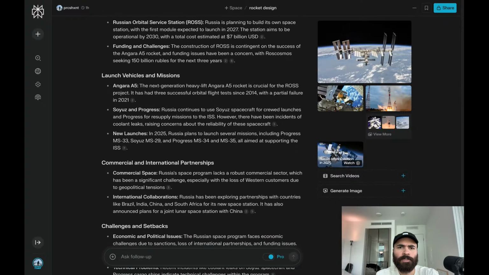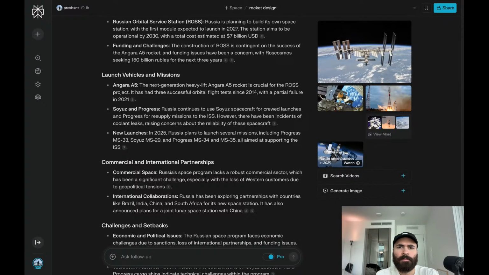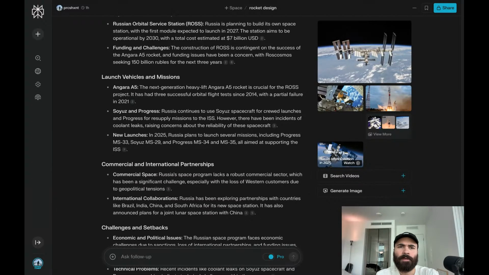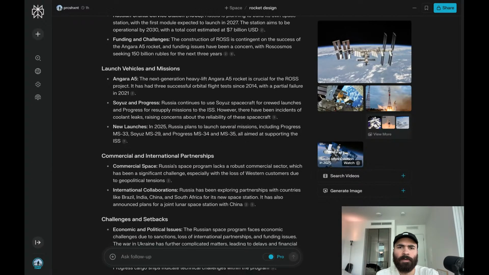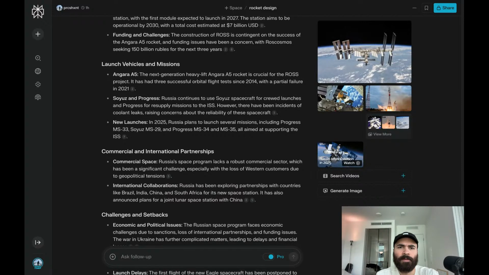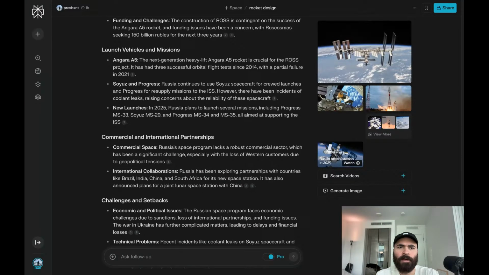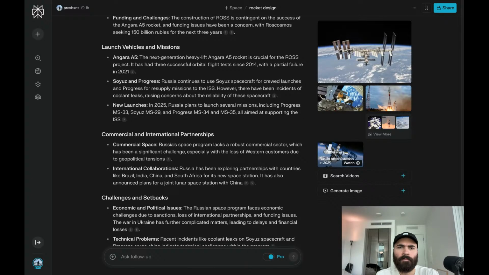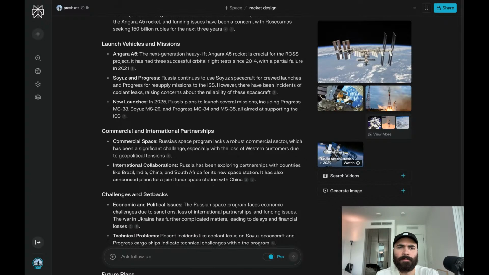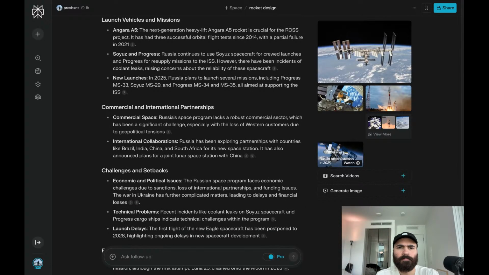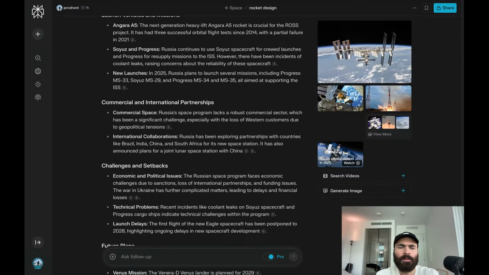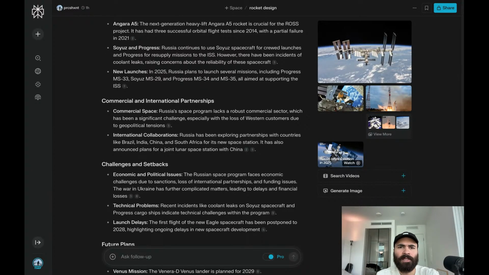Russian Orbital Service Station, ROS. Built its own space station with the first module expected to launch in 2027. Aims to be operational by 2030 with a total estimated cost of 7 billion. Construction is contingent on the success of the Angara A5 rocket, and funding issues have been a concern. 150 billion rubles for the next 3 years. The next generation heavy lift Angara is crucial for the ROS project.